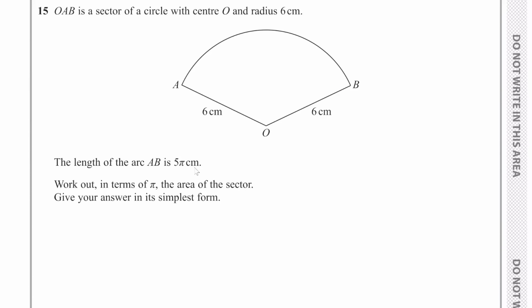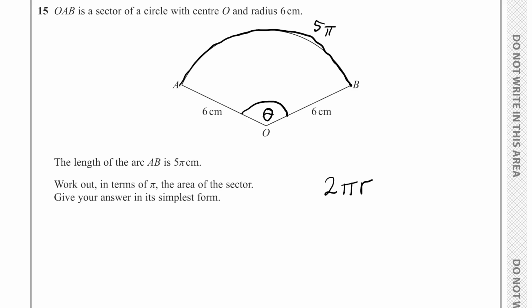Question 15. OAB is a sector of a circle, center O, radius 6. The length of the arc, which is this length here, is 5 pi. Work out, in terms of pi, the area of the sector. So an arc length is part of a circumference, and a circumference of a circle is 2 pi r. 2 times pi times the radius. We have some fraction of that, so we need to know what this angle is. I'm going to call it theta for now.